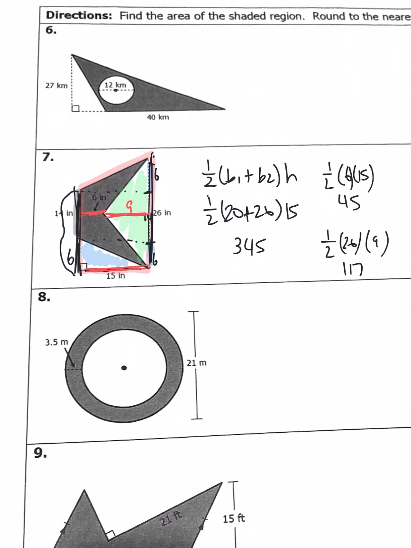So if I subtract away 45 and 117 from the 345, that's the area of the shaded region. So 345 minus 45 and minus 117 equals 183, which is the area we were looking for.